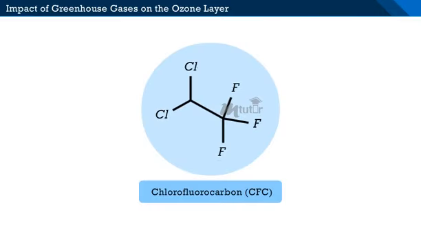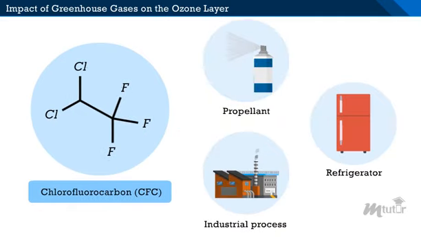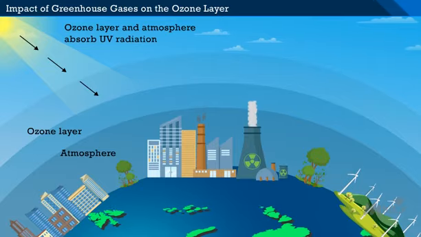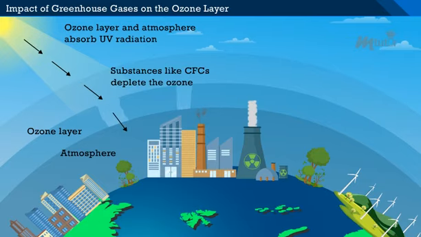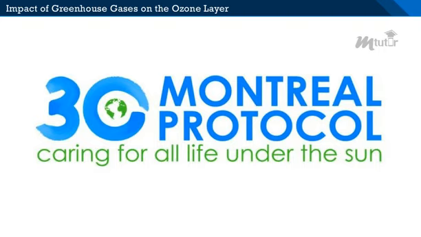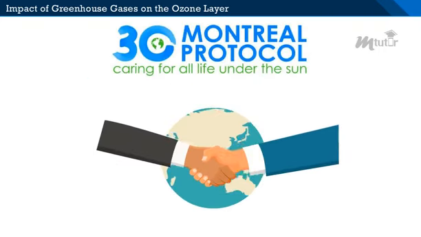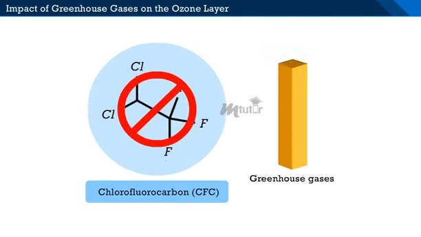Chlorofluorocarbons, CFCs, are a type of halocarbon, used in propellants, refrigerators, and various industrial processes. They contribute approximately 20 to 25% to the greenhouse effect, and deplete the ozone layer. Do you know? The Montreal Protocol, an international treaty, was designed to protect the ozone layer, by prohibiting the use of CFCs, and reducing other greenhouse gases.